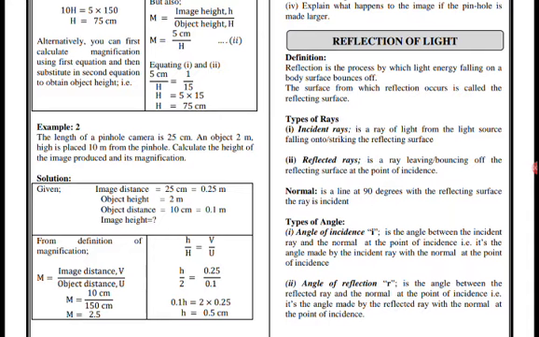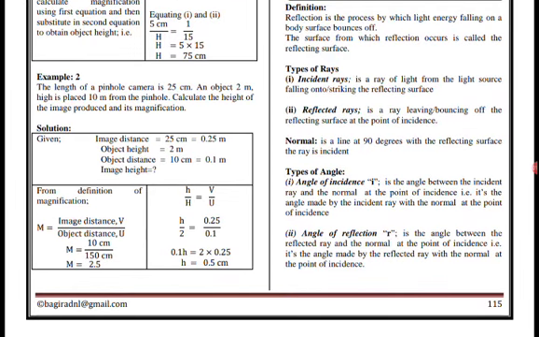So let me ask ourselves, what is reflection? Reflection is the process by which light energy falling on a body surface bounces off. As a result of bouncing off, it comes to someone's eyes, and then you are able to observe. The surface from which reflection occurs is called a reflecting surface. You know very well there are very many reflecting surfaces. We have mirrors. Light can be reflected from walls, the roof, and everything that is surrounding us.